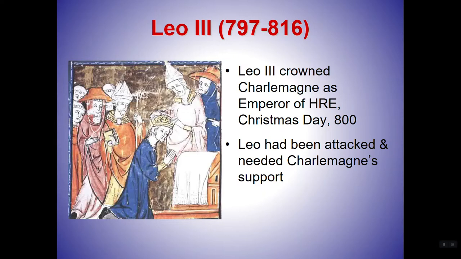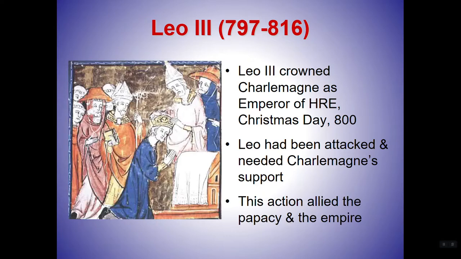All right. Later on, Charlemagne's kingdom expanded to be a great empire, as we have seen, and historians refer to it as the Holy Roman Empire. And this action allied the papacy and the empire, thereby bringing about once more the union of church and state. And in this case, the church was protected by the empire.